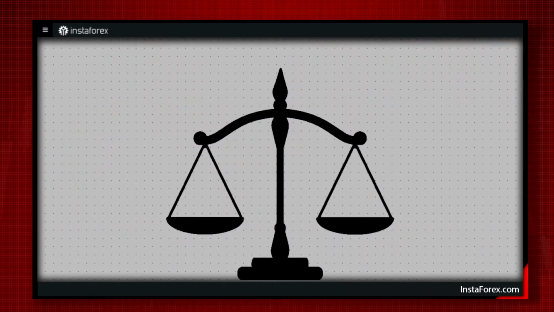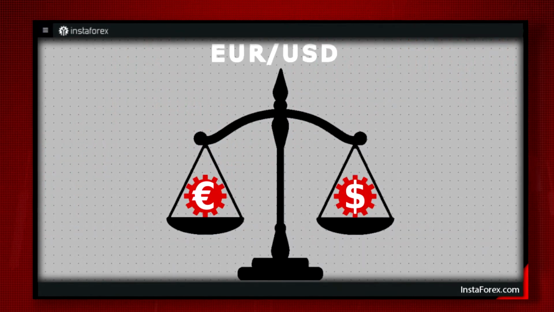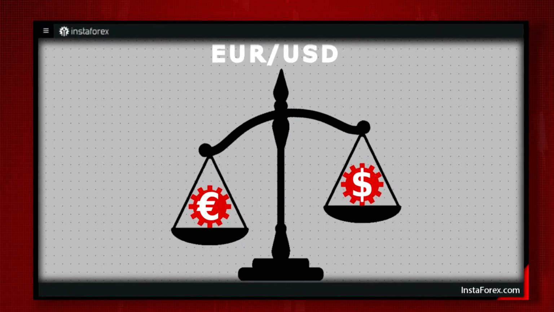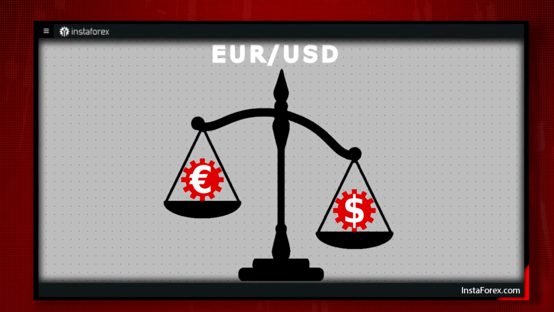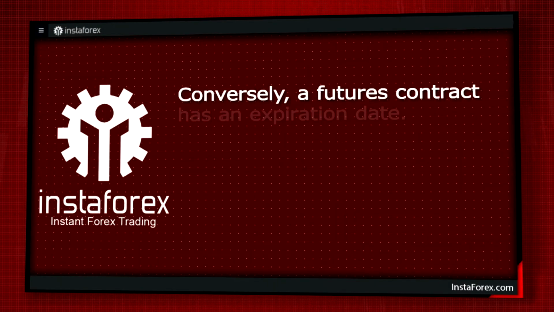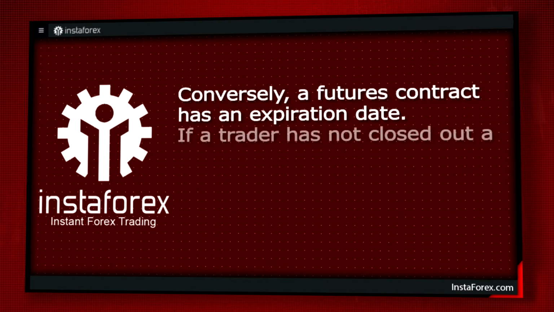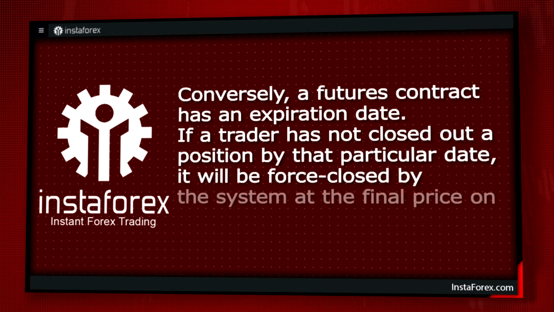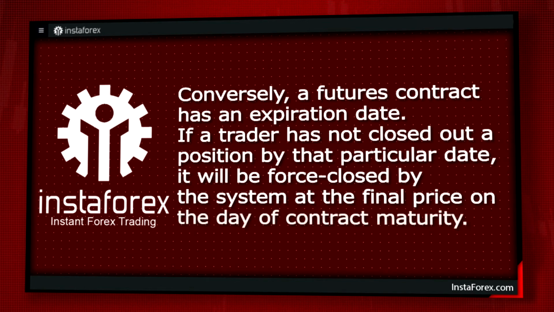A position on a currency pair may technically stay open forever. That is, if you have once bought pounds for dollars, you can hold that position for months or even years. Conversely, a futures contract has an expiration date. If a trader has not closed out a position by that particular date, it will be force closed by the system at the final price on the day of contract maturity.